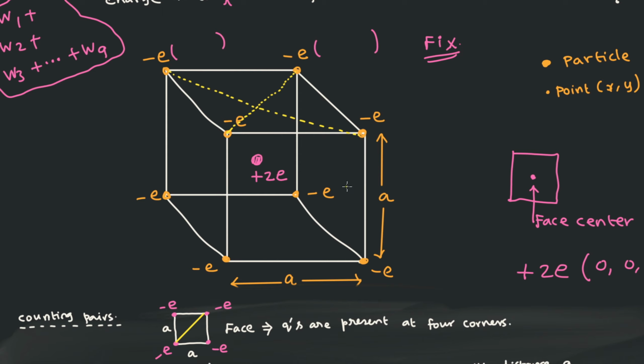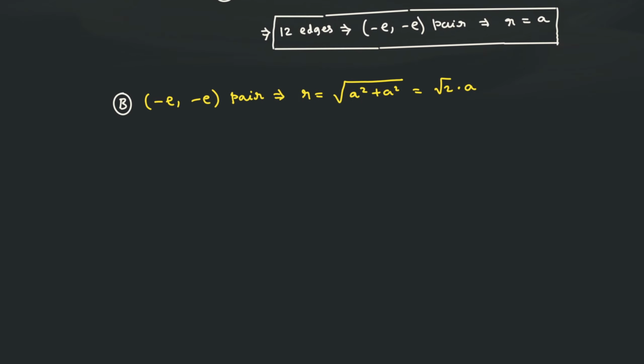How many faces are there in a cube? Six faces are there. So in one face, how many pairs can you form? Two pairs you can form. So that is what we are going to write now. In one face you can have 2 pairs. Two pairs are present, or we can say possible.